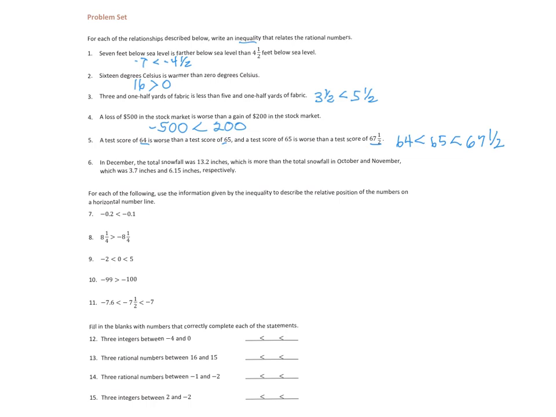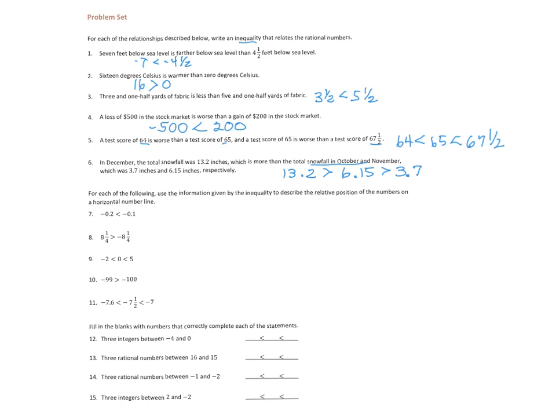In December, the total snowfall was 13.2 or 13 2/10 inches, which is more than the total snowfall in October and November, which was 3.7 or 3 7/10 inches and 6 15/100 inches, respectively. So therefore, we've got 13 2/10 inches, and that is greater than 6 15/100 inches, which was greater than 3 7/10 inches, okay?